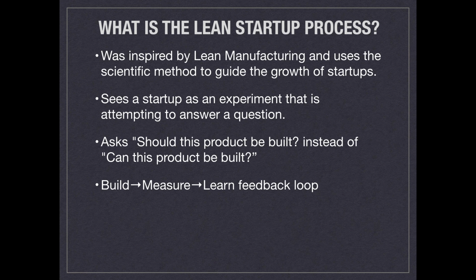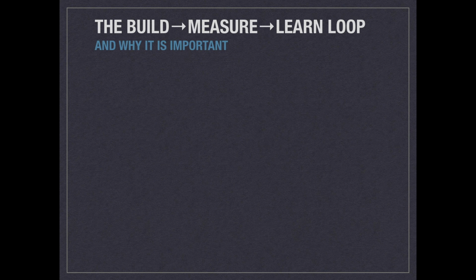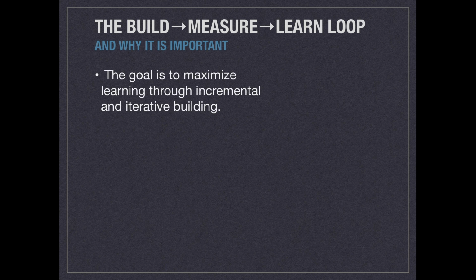This is one of the core components of the Lean Startup process. This enables us to get validated learning through the minimum viable product. The build, measure, learn loop is one of the most important things in the Lean Startup process. Its goal is to maximize the learning through incremental and iterative building.